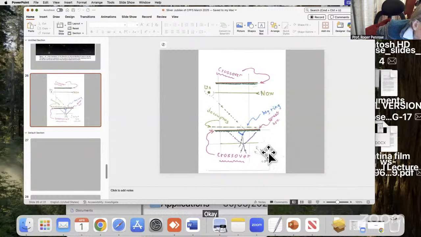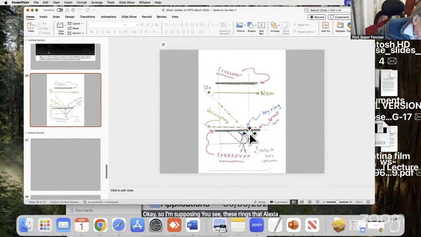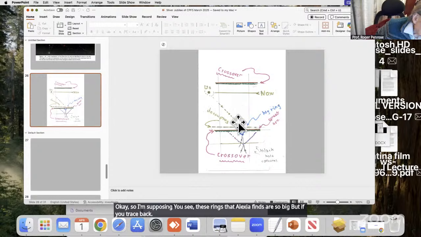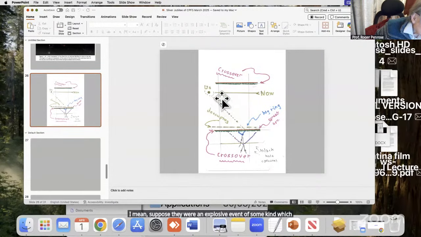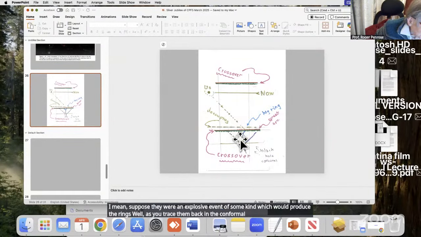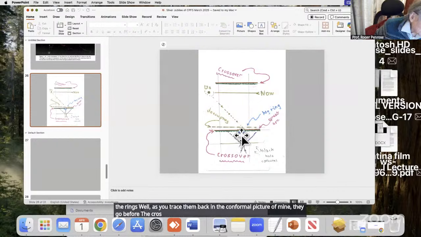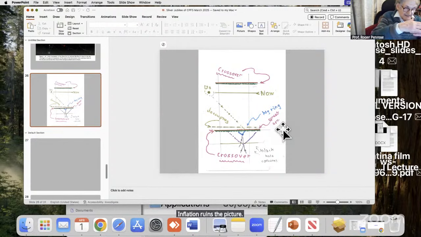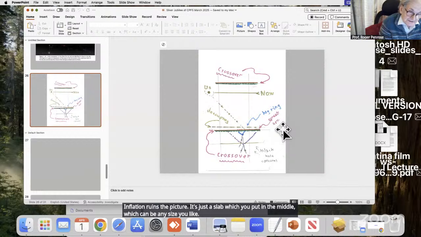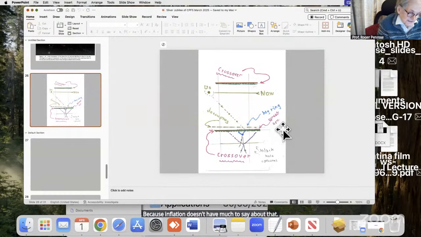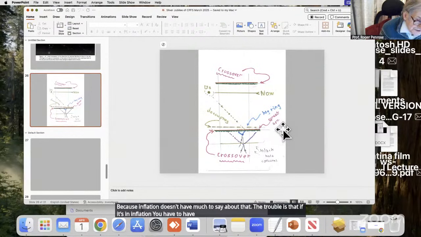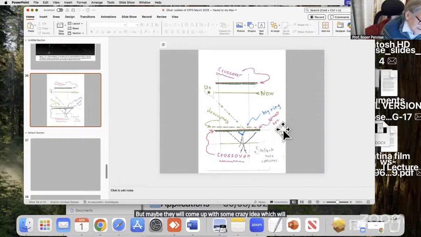Okay, so I'm supposing, you see, these rings that Alexia finds are so big that if you trace back, suppose they were an explosive event of some kind which produced the rings. Well, as you trace them back in the conformal picture of mine, they go before the crossover. If you take the conventional picture, then you would have to have a slab of inflation in between. Inflation ruins the picture. It's just a slab which you put in the middle, which can be any size you like, because inflation doesn't have much to say about that. The trouble is that if it's in inflation, you have to have a huge explosion taking place in the middle of an explosion, in the middle of inflation, and that doesn't make any sense at all, as far as I can see. But maybe they will come up with some crazy idea which will show how Alexia's rings can be initiated within the inflationary phase.